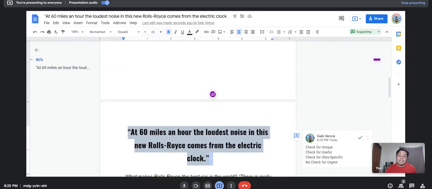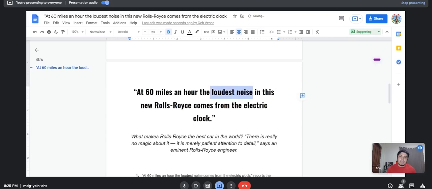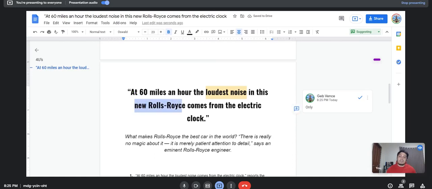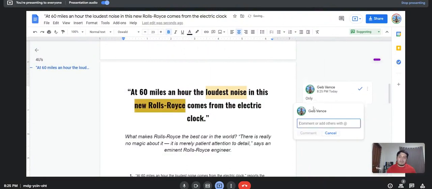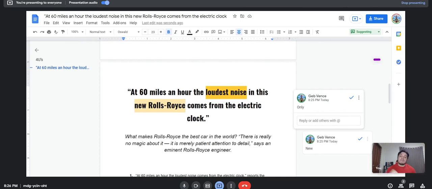Okay, next. For Kyle Milligan's NESB, which is new, easy, safe, and big. So new, easy, safe, and big. Headline pa lang, you'll notice it. So he says, at 60 miles an hour, the loudest noise. Notice, the loudest noise. That means it's the only one. It says the loudest noise in this new Rolls-Royce, did you notice? So both the only and new have been shown here. So it's the only car that is quiet. The loudest noise in this new Rolls-Royce comes from the electric clock.